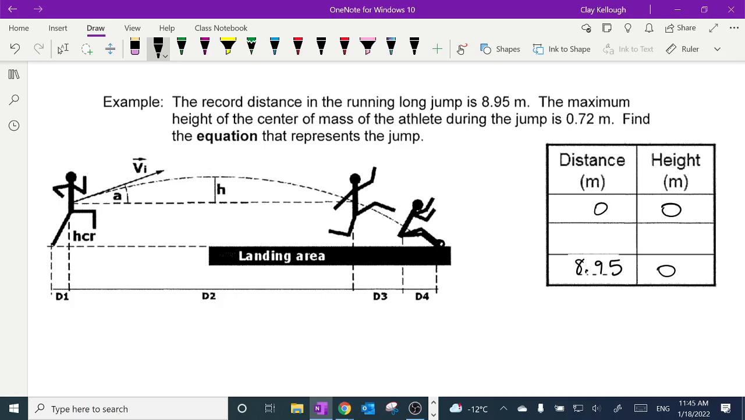And then he starts jumping, right? So this point here is 8.95 away from where he started, zero. This is the point where he started, so that's 0.0. But it doesn't give me both coordinates for the middle. All that it tells me is that his center of mass height is 0.72. I need three dots or I can't do my regression. How do I find how big this is? Any ideas?